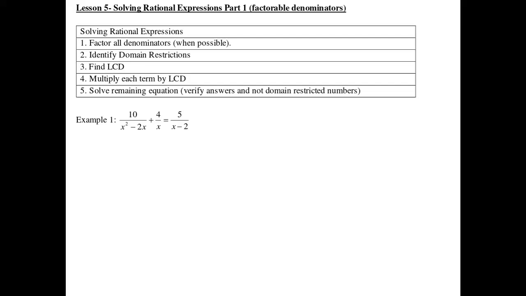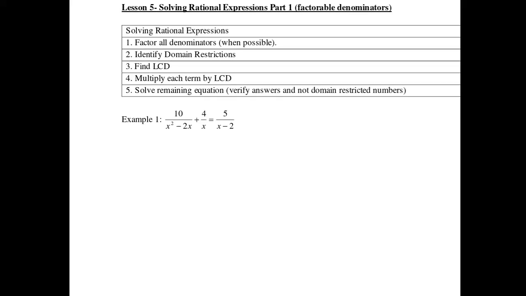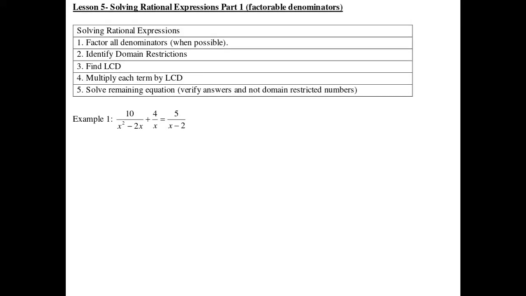So the big thing is that step 1, now we're going to see that our denominators are actually going to be factorable. Not always, but for at least some of them. So that's going to affect our LCD work, unlike in lesson 4 where we could just kind of see it right out the gate. So let's get straight into it.